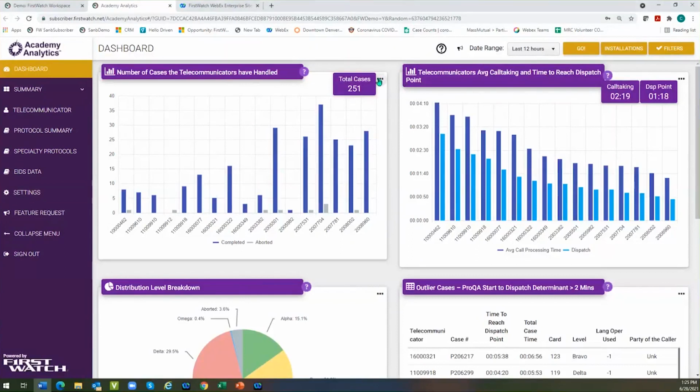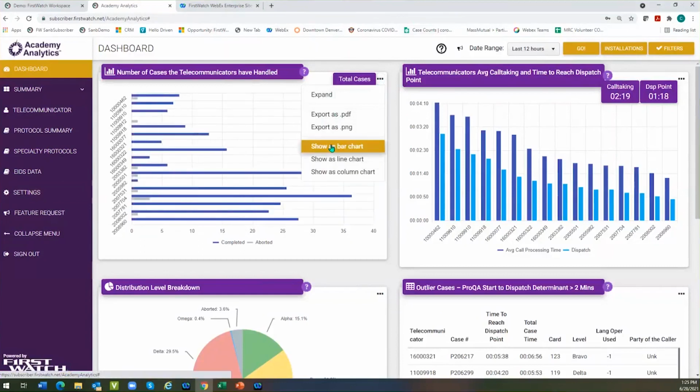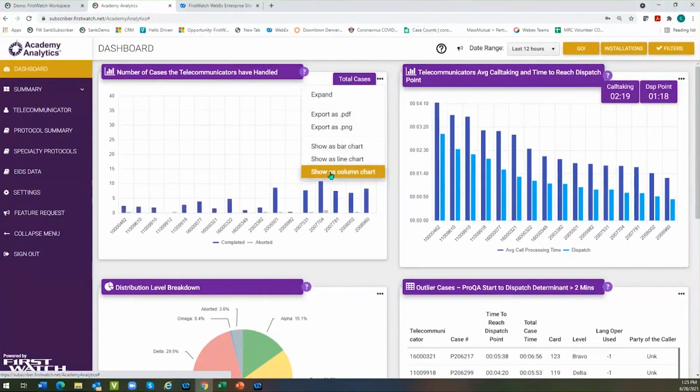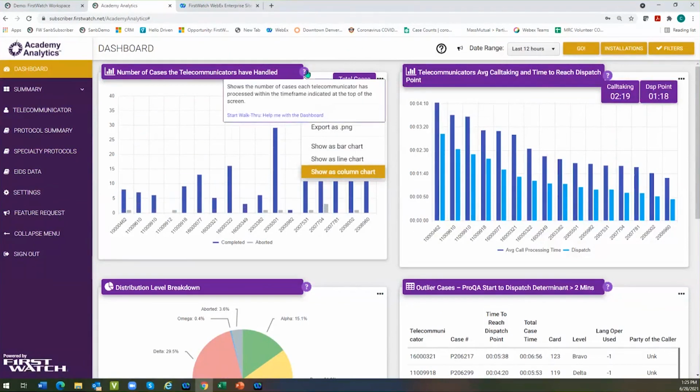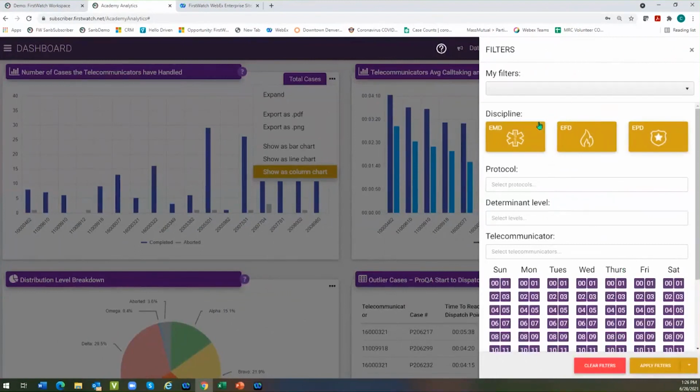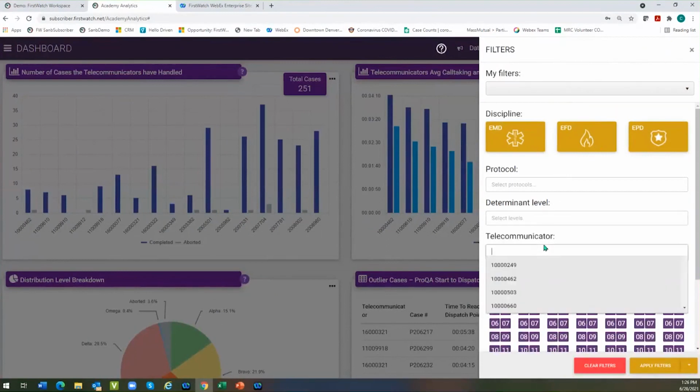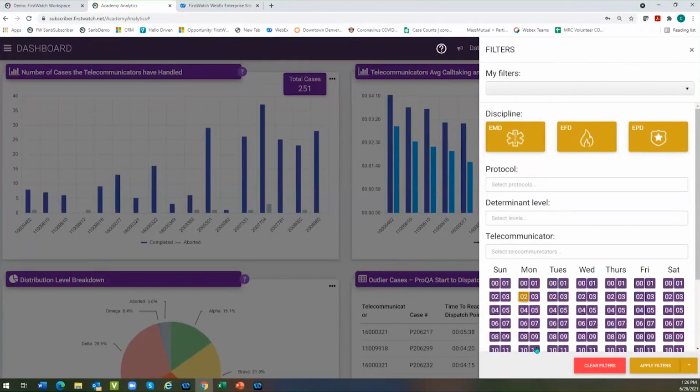By clicking on these three ellipses, you have the ability to expand this chart, export it, show it as a bar chart, show it as a line chart, or show it as a column chart. If you see this question mark, this means that there is a tutorial available for that particular widget. If something new has been released since the last time you were in Academy Analytics, that will be noted here under the megaphone showing new releases. By clicking on filters, you have the ability to filter by discipline, filter by protocol, filter by determinant level, filter by telecommunicator, or filter by hour of day.